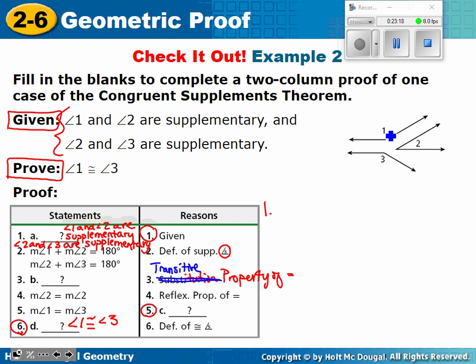And there's a couple places where they've got some mistakes. If I use the transitive property here, what could I say in step number 3?